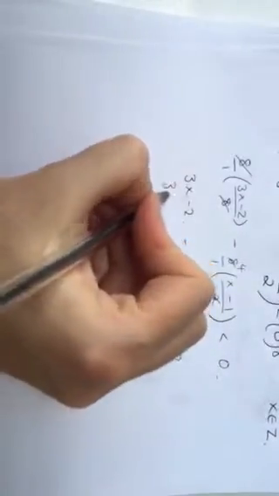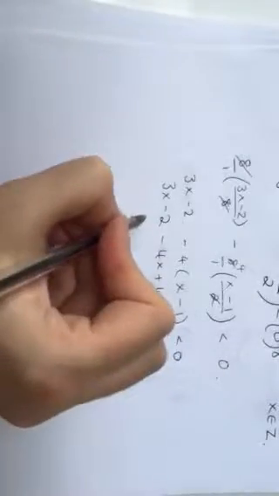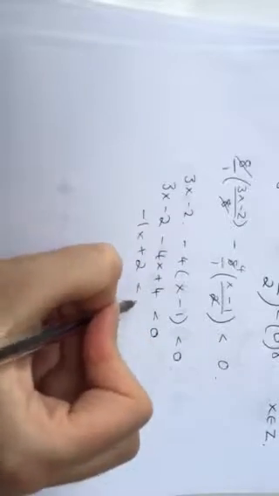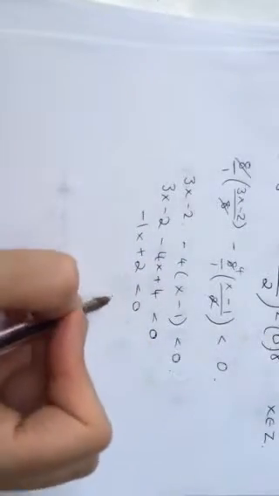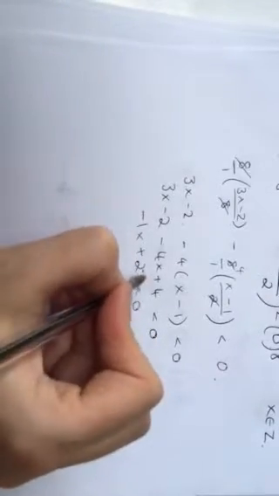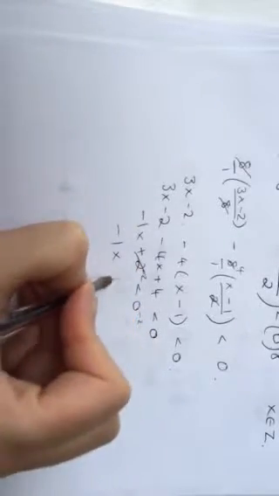And so I end up with 3x minus 2 minus 4x plus 4 less than 0. So that gives you minus 1x plus 2 less than 0. Again, you've just to decide, do I isolate my x's on the left or the right? I'm going to leave my x's on the left, so it means I'm going to subtract the 2 from both sides. I end up with minus 1x is less than minus 2.